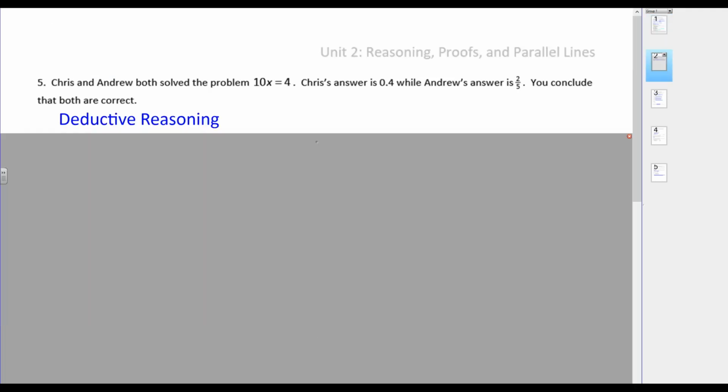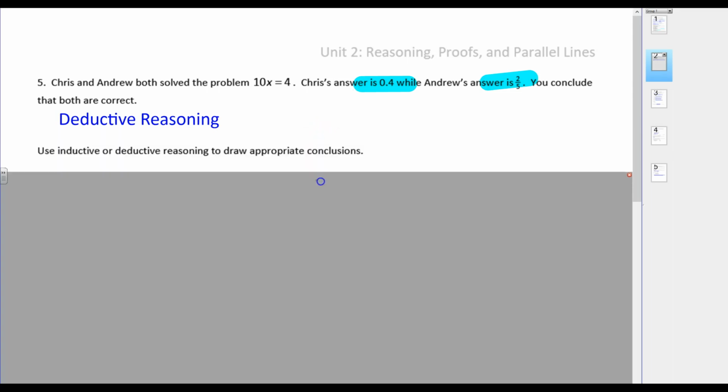So Chris and Andrew both solved the problem 10x equals 4. Chris's answer is 0.4, while Andrew's answer is 2/5. You conclude they are both correct. Well, how we simplify a fraction, either making it a decimal or leaving it as a fraction, is entirely a known fact, a known quantity. You know that 0.4 and 2/5 are the same quantity because you went through middle school math and you learned that. So this is clearly deductive reasoning.